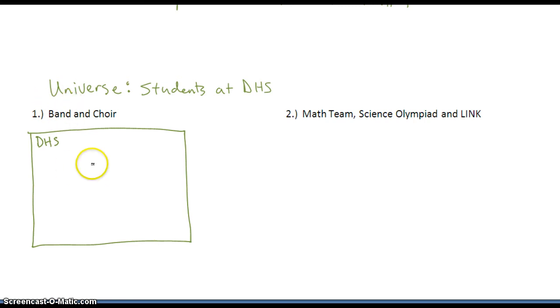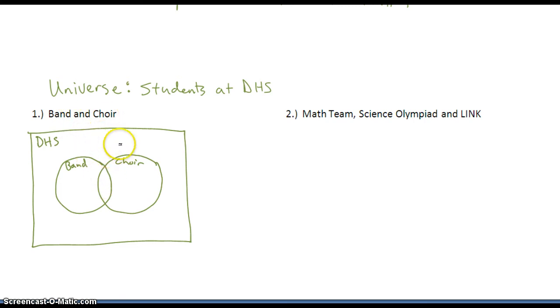Now we have some students who are in band, and we're going to put all band students inside this circle and all non-band students outside of that circle. And we have students who are in choir. So we're going to put all students who are in choir in this circle, and all students who are not in choir outside of that circle. Notice that these two circles intersect. That intersection is the place where students are in both band and choir.